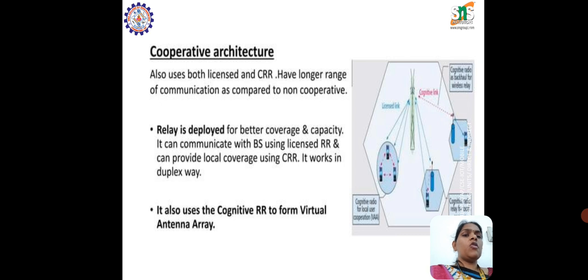Next is the cooperative architecture. In this architecture, it uses both licensed and cognitive radio resources, and it has a long range of communication compared to the non-cooperative one. Next, a relay is deployed for better coverage and capacity, and it can communicate with the base station using licensed radio resources and can provide local coverage using cognitive radio resources, and it works in a duplex way. It also uses the cognitive radio resources to form a virtual antenna array. So this diagram represents a clear view of the cooperative architecture.